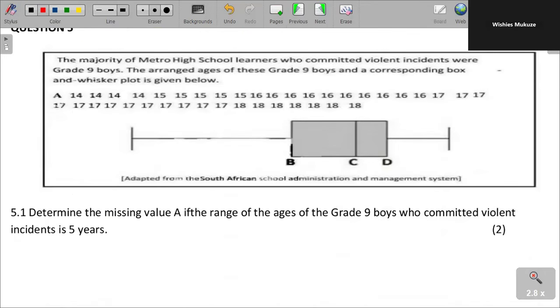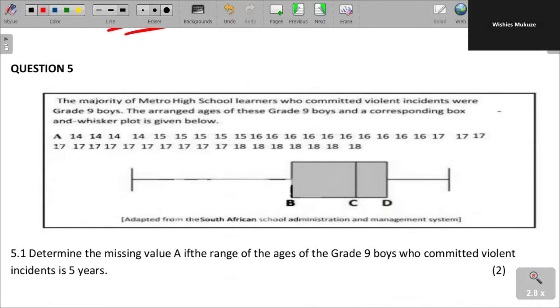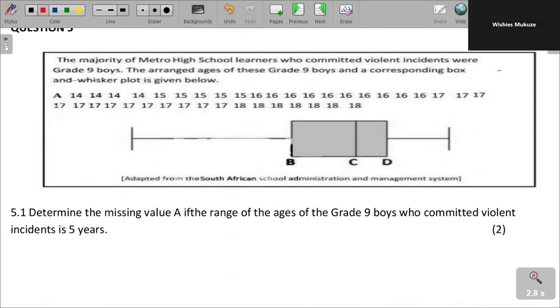And then question 5 is saying, we are given this: the majority of Metro High School learners who committed violent incidents were grade 9 boys. The arranged ages of these boys are given, and a corresponding box and whisker plot is given below. The first question is saying, determine the missing value if the range of ages of grade 9 boys who committed incidents is 5 years.